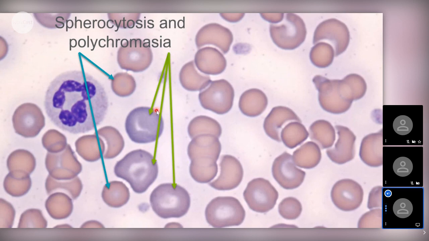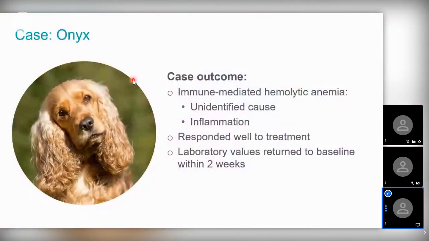And then we have polychromasia as well. These cells you see here are polychromatophils, which further support reticulocytosis, which was previously confirmed with the dot plot also. In Onyx's case, now we have found the reason for reticulocytosis: the increased red blood cells are being destroyed by the body because of the presence of spherocytes. So here we come to the conclusion that this is an immune-mediated hemolytic anemia because of some identified cause.